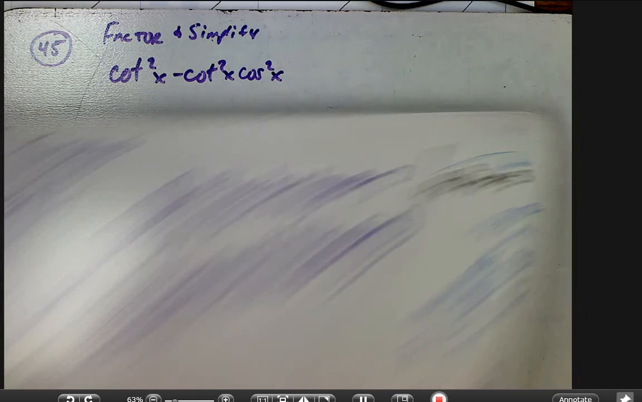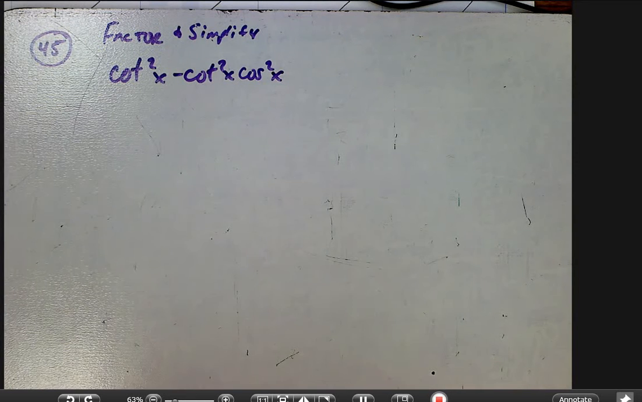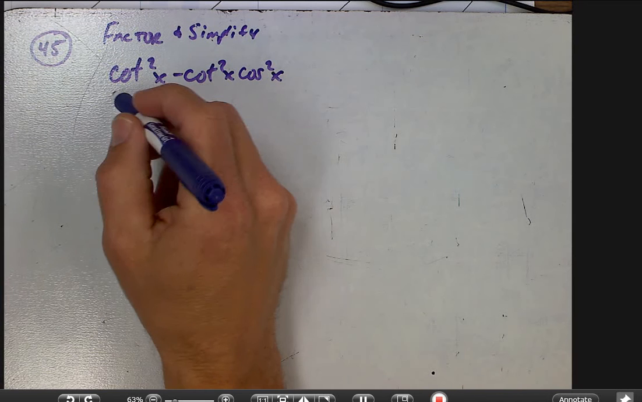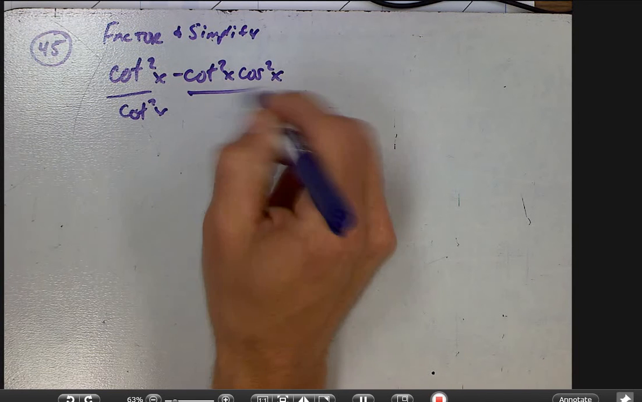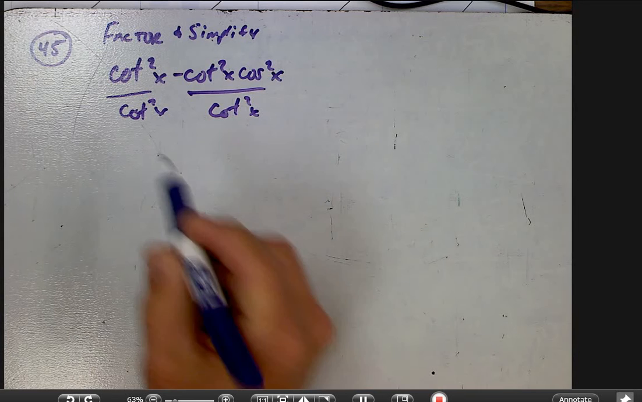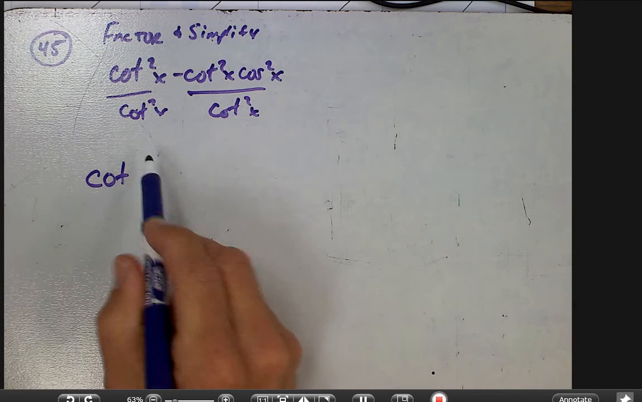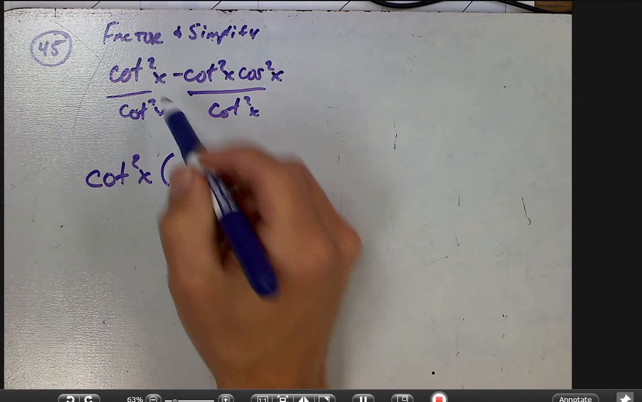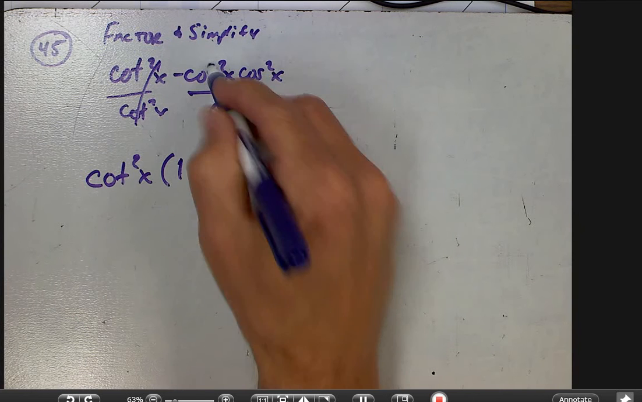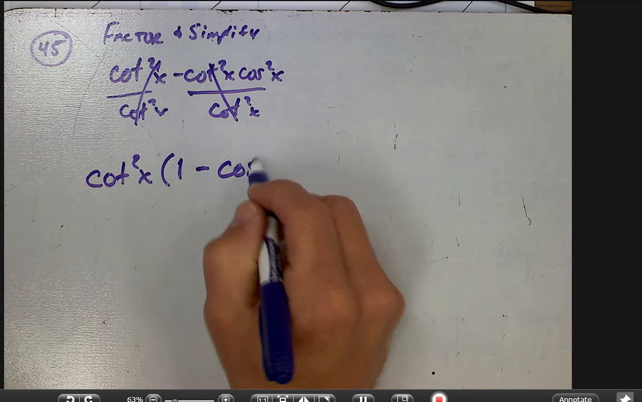See if you can figure out number 45. I would start with common factor for cotangent squared x, by the way. Okay, now that you've had a chance to figure it out, the common factor is cotangent squared x. So I'm going to put cotangent squared x on the outside parentheses. Those cancel to make 1. Those cancel to make minus cosine squared x.